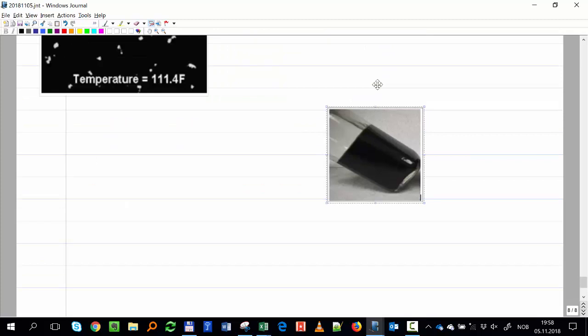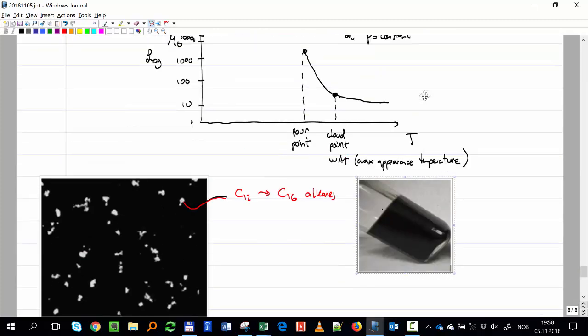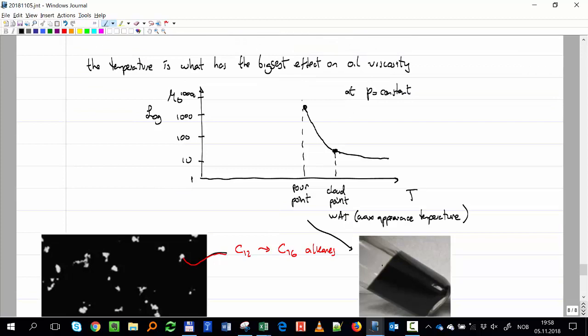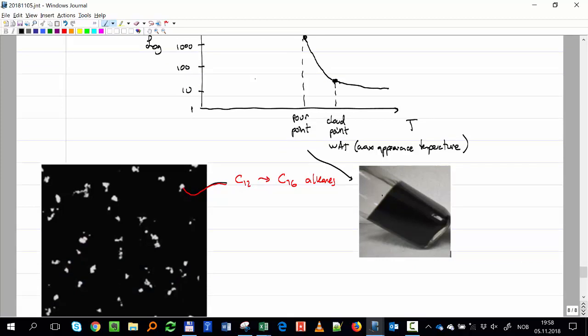Okay, so we have to be very careful. That's the pour point, and after that, we really don't know what happens. All kinds of crazy things happen. I'm just going to put the rest of the curve here for fun, but we don't care. You just have to be careful about this WAT and about this pour point, okay?